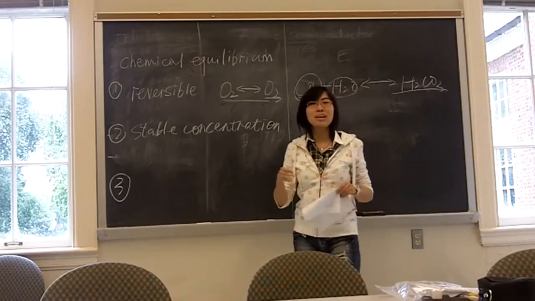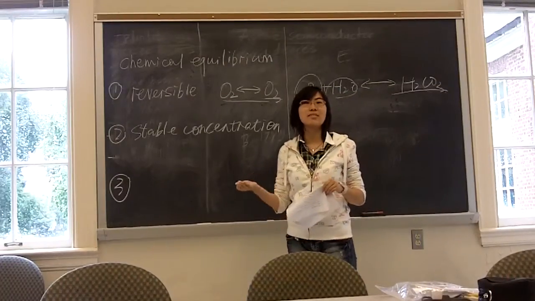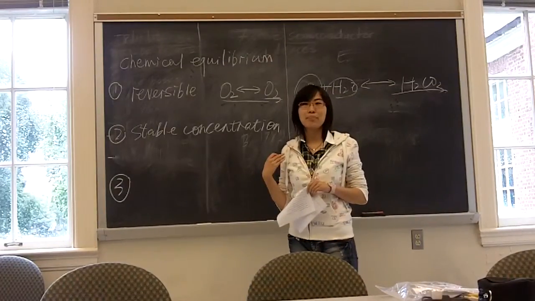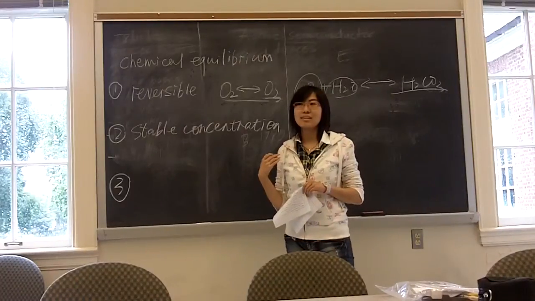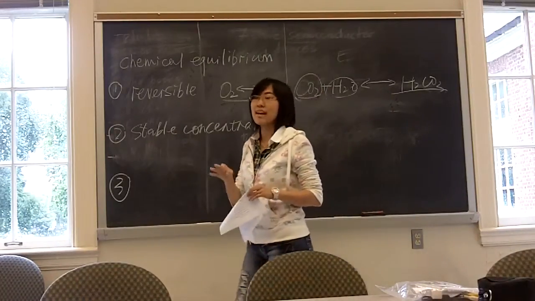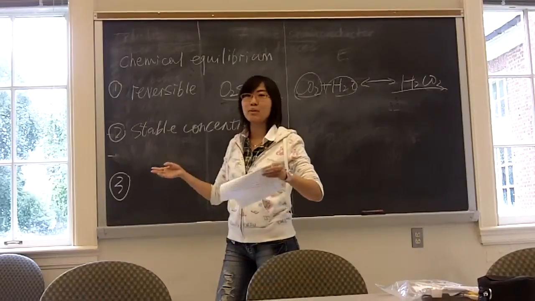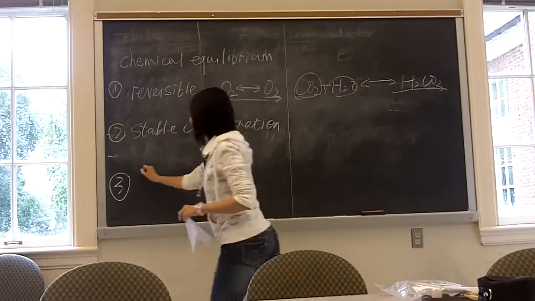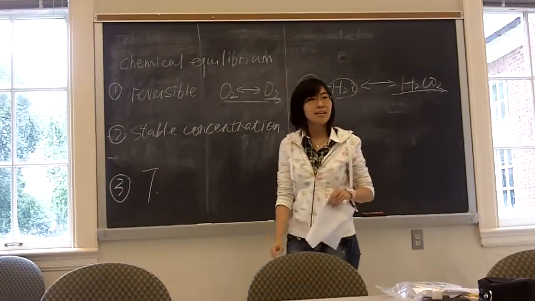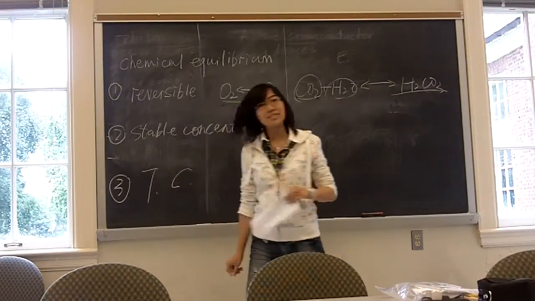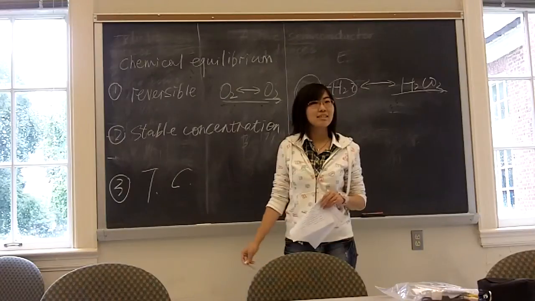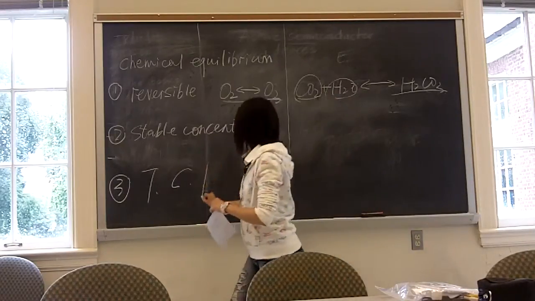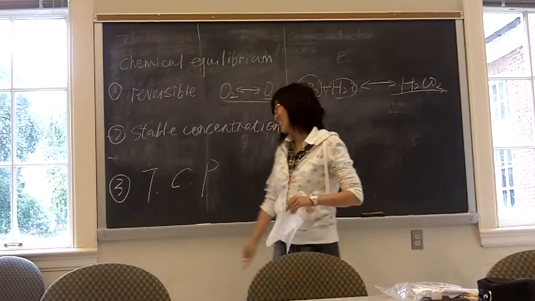Do you know which are the three factors, or can you just give me a guess? The three factors that can influence or break a chemical equilibrium. Temperature? Yes, temperature. Concentrations. Yes, concentrations. And pressure. Yes, pressure. You are really good at chemistry.